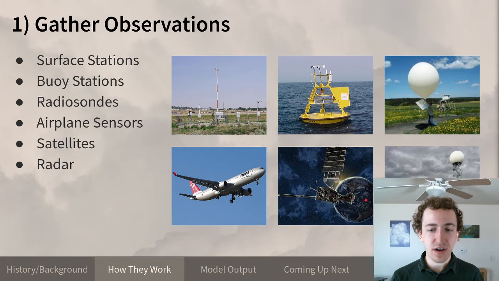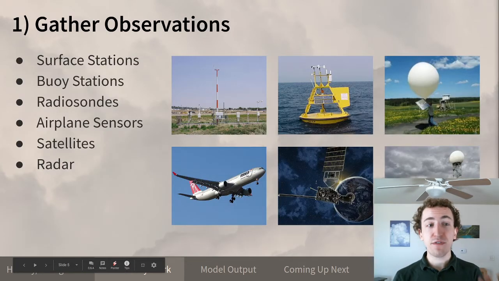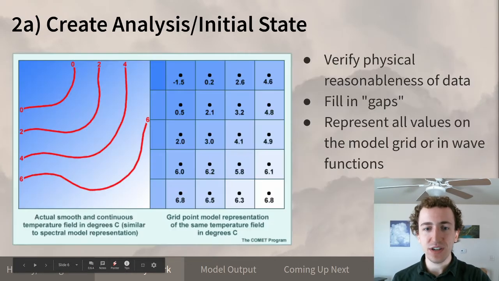Then we also have the other two most common remote sensing techniques, using satellites in some form of Earth orbit, and then weather radars mounted on the ground surface, which scan using microwaves. So that's sort of our first step. We need to gather the observations.